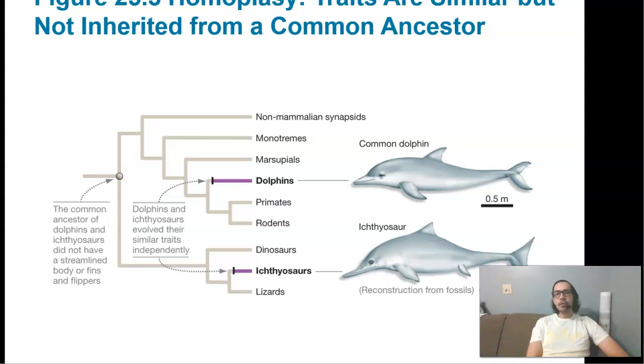the similarity of the traits are homoplasy. So they're because of convergent evolution. So they just developed independently because the animals were adapted to similar environments.